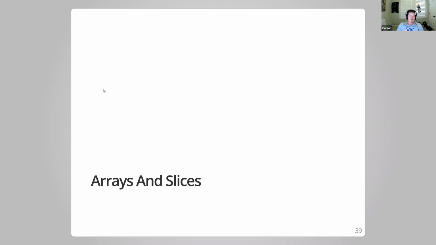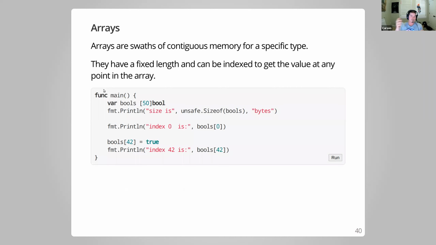We're going to dig more into more complex types now, starting with arrays and slices and then building on that. Arrays in Go we use basically never directly. Arrays have to have a fixed size, and when you declare them, they take up that much size in memory immediately. So if I make an array of 50 bools, then it's going to take up 50 bytes worth of space because we know a bool is a byte.